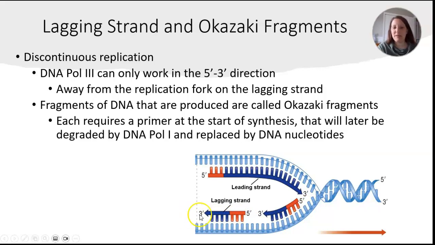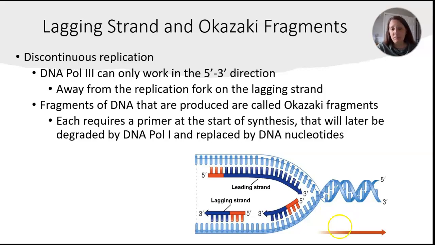So what has to happen is another primer has to be laid down. DNA polymerase has to come back in and fill this in. And then this will be unwound more. And guess what? Another primer has to be laid down. DNA polymerase 3 can then operate and fill it in some more. And so we have this discontinuous, this start and stop.